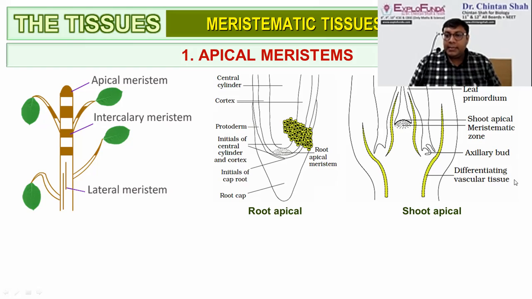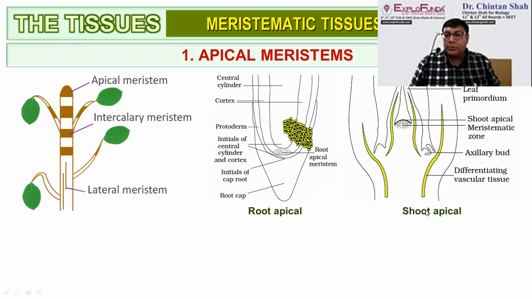Then after, differentiating vascular tissues. What do you mean by vascular tissues? Xylem and phloem are known as vascular tissues. So vascular tissues will be increasing, and they will provide water as well as food to the emerging part so that it grows nicely, and then such leaves will also contribute in the process of photosynthesis.